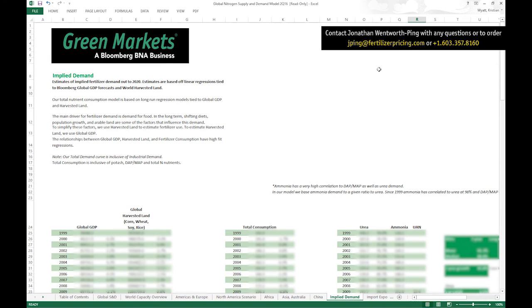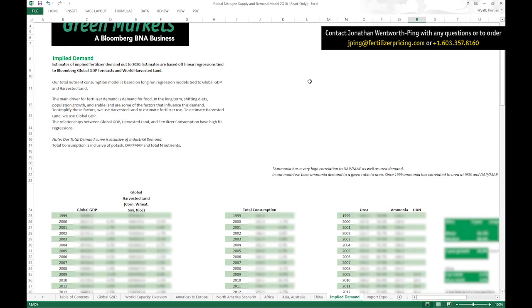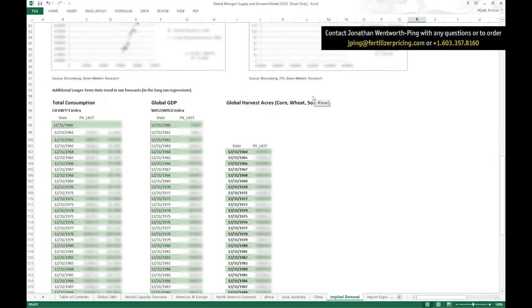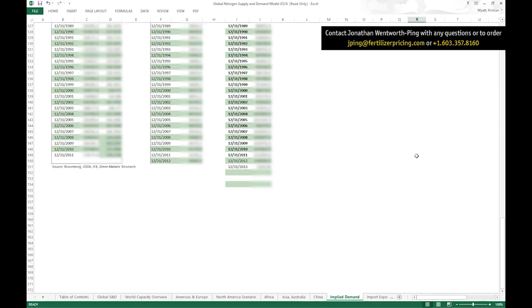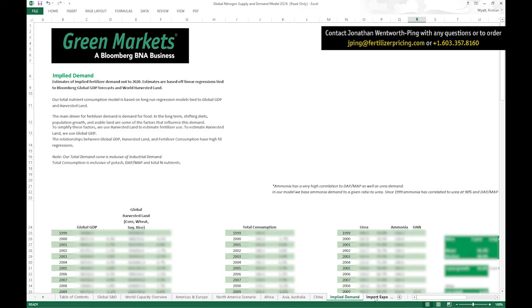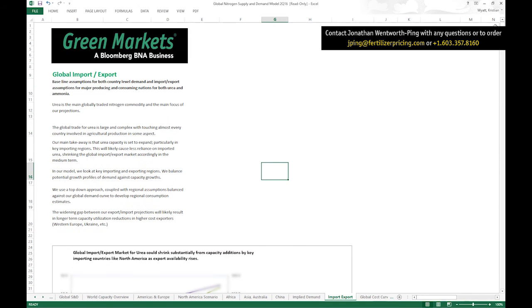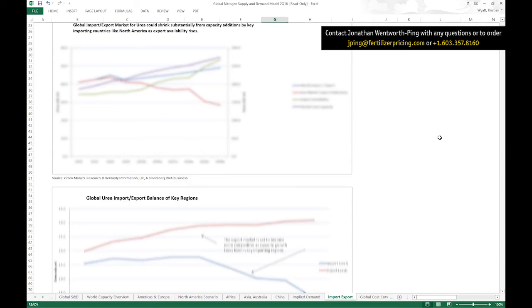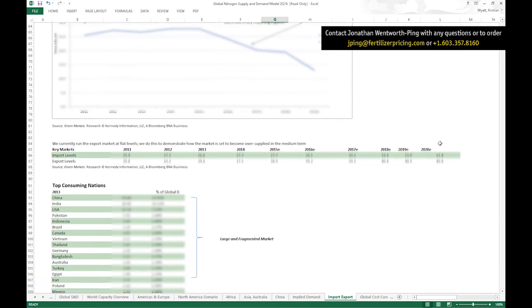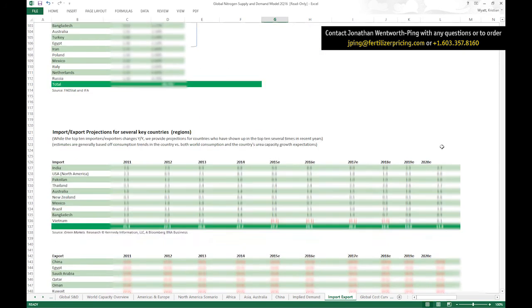Okay, from that, there is from the supply side to the demand side, we look at implied demand, and the drivers of demand are covered here. Okay, some trade. Trade numbers.